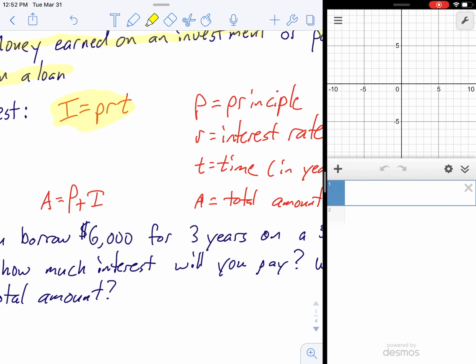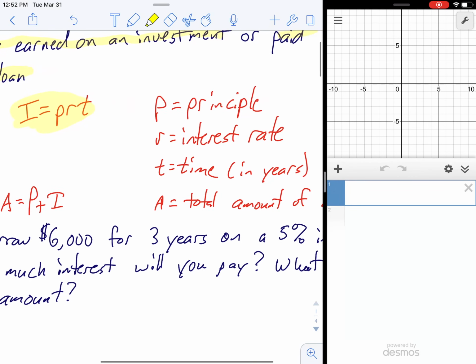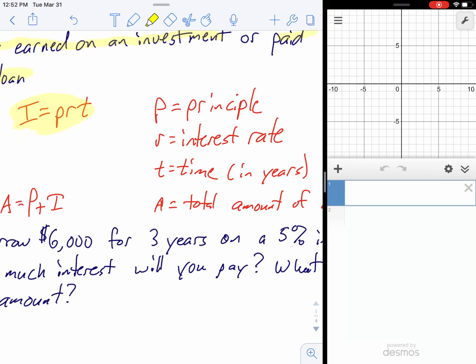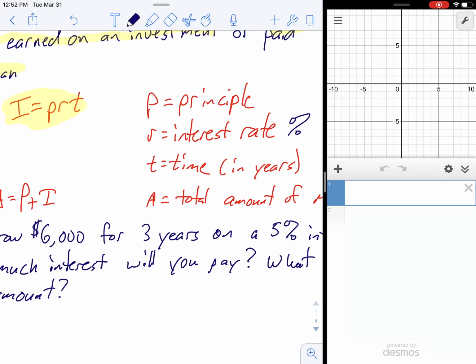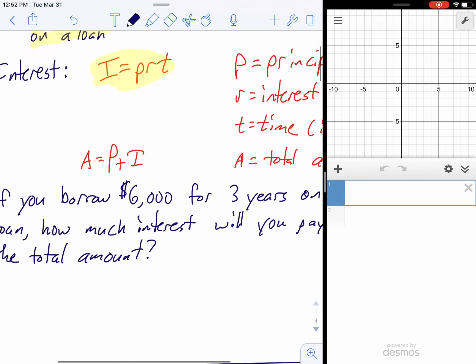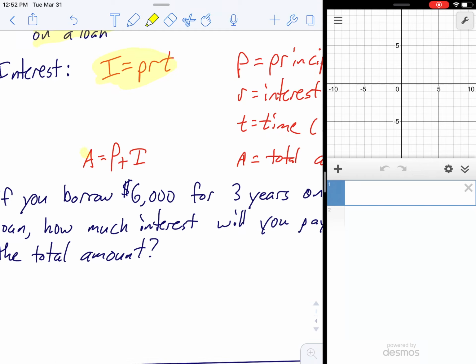Interest is equal to P times R times T. P stands for principal, which is the amount you borrow, or if you're making an investment, it's the amount you put into the investment. R is the interest rate, and this one is always going to be a percent. T is time, and it's usually in years. If it's not in years, there'll be some sort of specific statement about that, but generally it's in years. And then there's a second formula that goes with it. Amount equals principal plus interest.